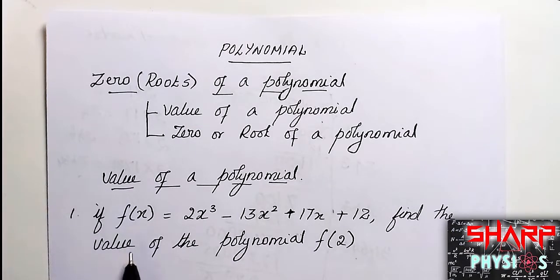So you can see the first sum. If f of x is equal to 2x to the power 3 minus 13x square plus 17x plus 12, find the value of the polynomial f of 2. Again I repeat, if f of x is equal to 2x cube minus 13x square plus 17x plus 12, find the value of the polynomial f of 2.